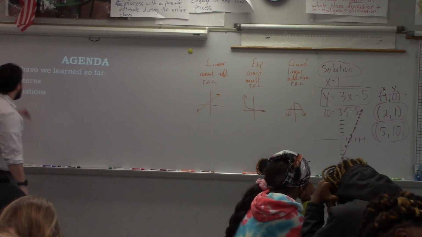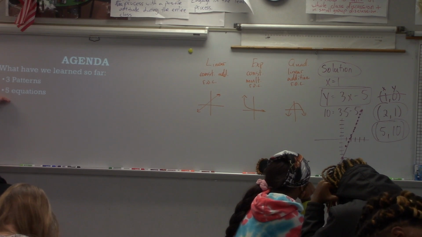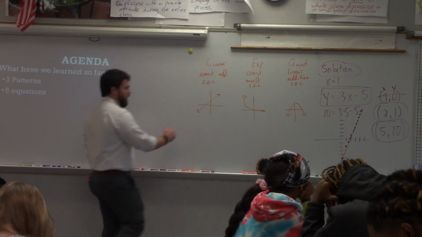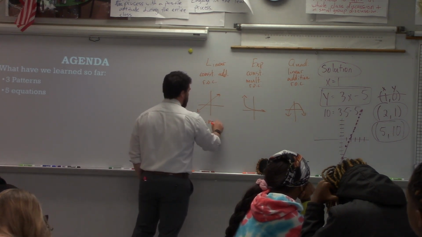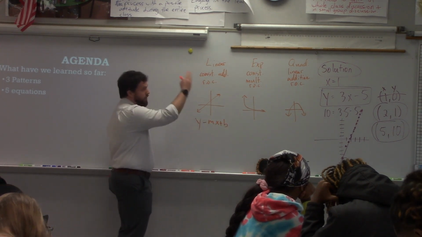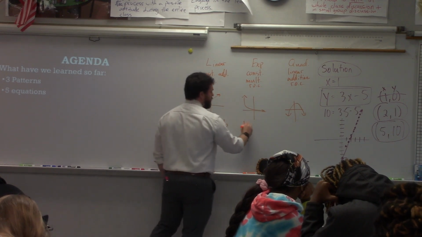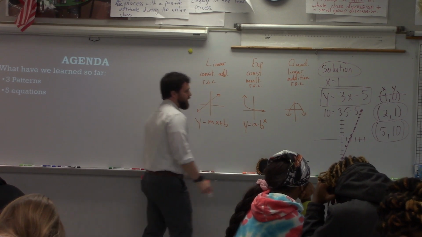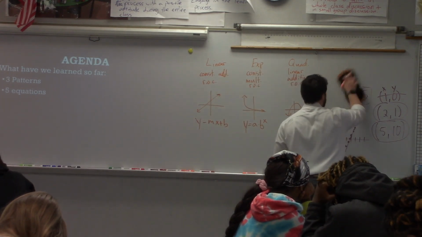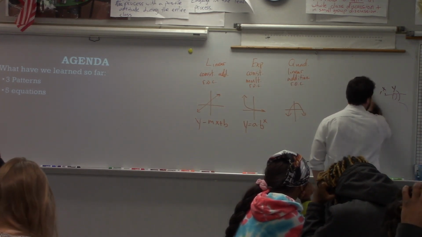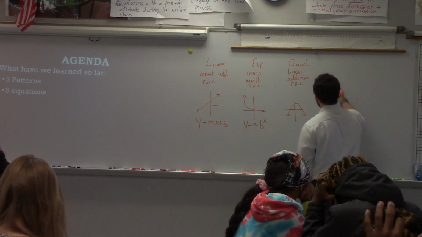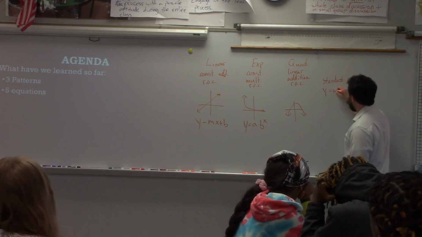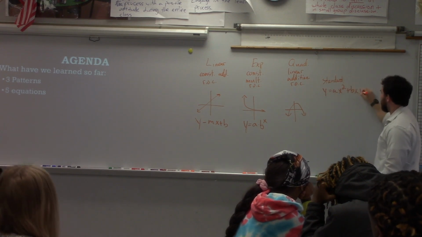And then within those 3 patterns, we learned 5 equations. What was that equation for a linear function? Y equals mx plus b. What was the equation for that exponential? Y equals a times b raised to the x. And then the quadratic, we had 3 different equations. We got to know them. We got to know our standard: y equals ax squared plus bx plus c.